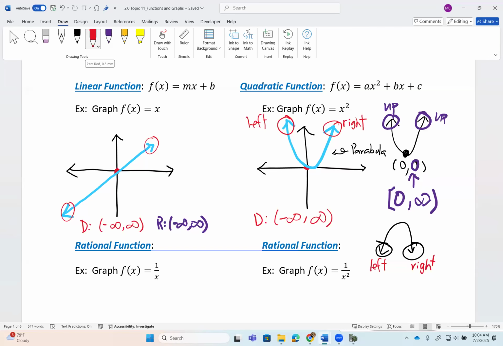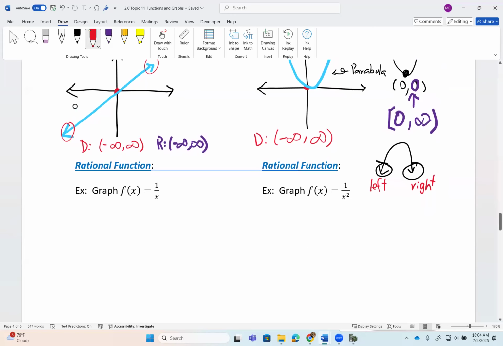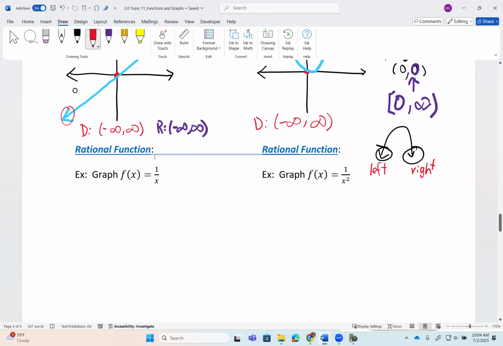All right, rational function. The rational function has two basic versions, okay? So this is 1 over x. So how do I know this is called a rational function? The word rational, we talked about rational expression before, right? Rational expression, basically it's a fraction expression. So we know this is called a rational function because this is written in the form of a fraction.